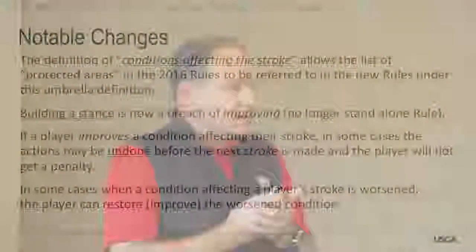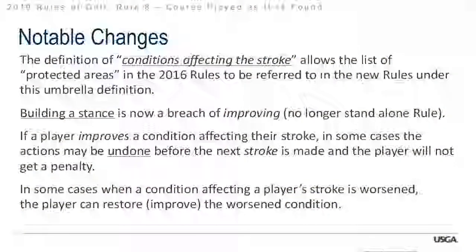Okay, notable changes within this rule. The definition of conditions affecting the stroke allows the list of these protected areas in the 2016 rules to be referred to in the new rules. So there were some decisions that talked about what is a stroke, what is a lie, what are we talking about in trying to improve something where we would be penalized. The conditions affecting the stroke takes all this together and defines it and gives us what we're talking about. So that's all this is really talking about right now.